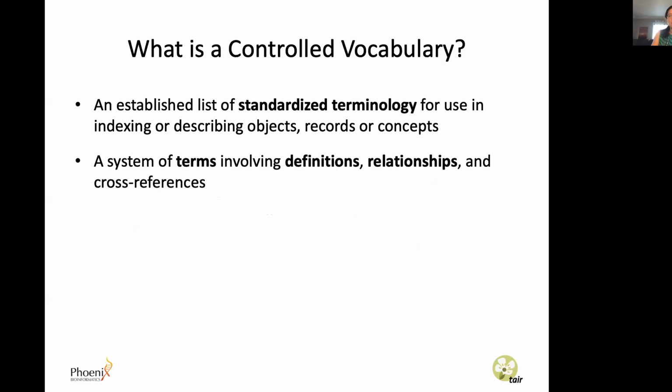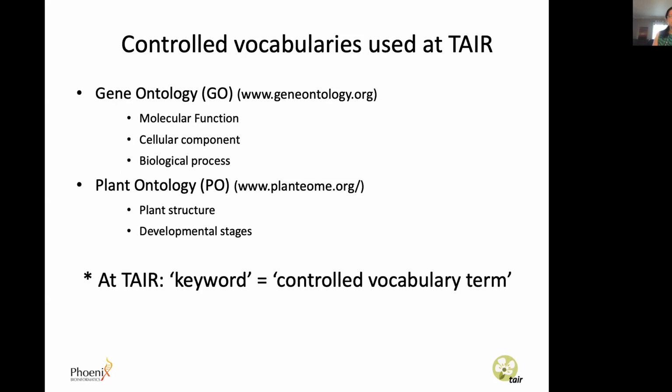So first of all, what is a controlled vocabulary? It is an established list of standardized terms that are used for indexing or describing objects. In our case, we're describing gene products, protein coding genes, and non-coding RNA genes. These are not just a flat list of terms, but they are terms that have specific definitions and relationships to each other. At TAIR, we use two main sources for controlled vocabularies.